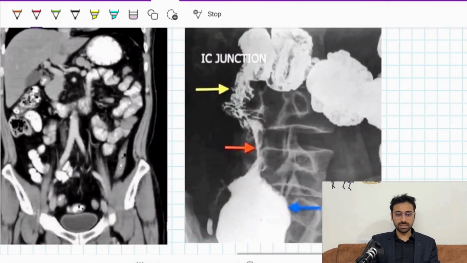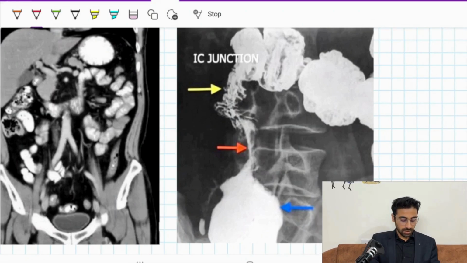Coming on to the next, this was a case of fibrostenotic variant of TB where we can see that this is the ileocecal junction. This is pulled up. It is present in the subhepatic location. I have added a barium image to fortify our knowledge as well. This is the ileum and the ileocecal junction is highlighted by yellow over here, and this is present in the subhepatic location, meaning a pulled up cecum.